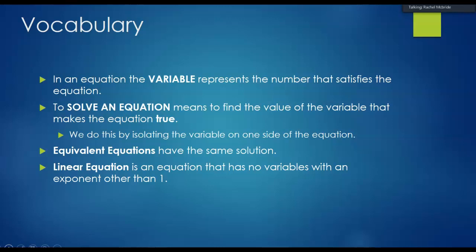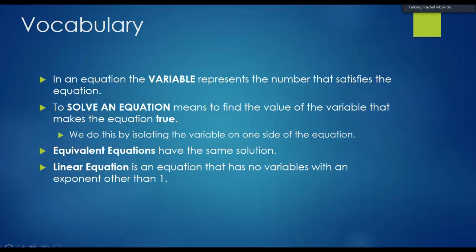Logan, make sure you're filling in your vocab. So again, we're using the word variable to represent a number that satisfies an equation.